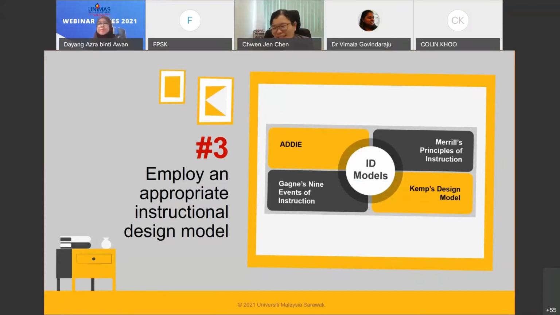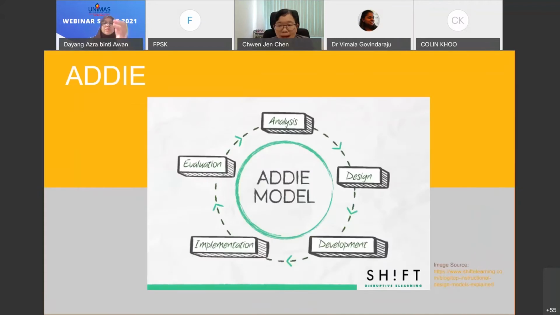Okay, so these are examples of the common ID models that you can actually employ. Maybe some of you have actually learned some of these models, but you never really pulled them out and tried to adopt them in your design. Okay, so I think this is the most classic model, the ID model.